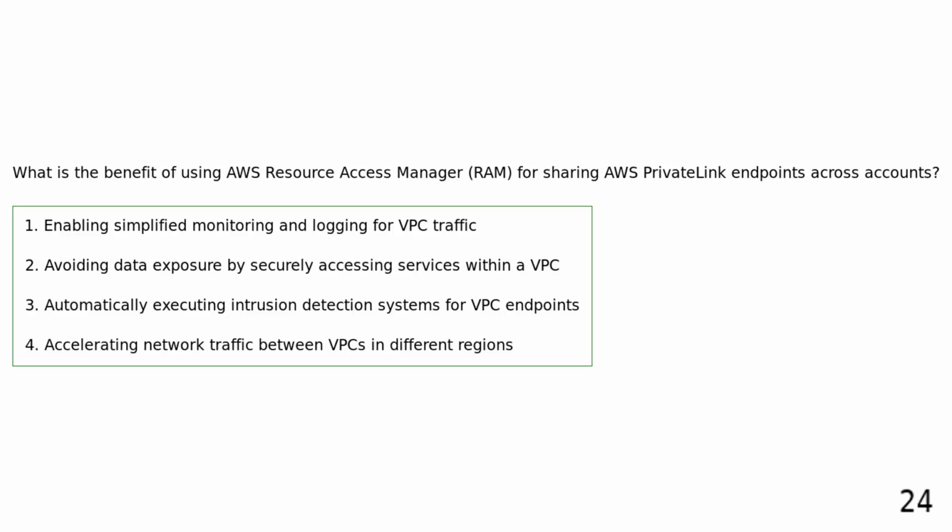What is the benefit of using AWS Resource Access Manager for sharing AWS PrivateLink endpoints across accounts? Enabling simplified monitoring and logging for VPC traffic. Avoiding data exposure by securely accessing services within a VPC. Automatically executing intrusion detection systems for VPC endpoints. Accelerating network traffic between VPCs in different regions.